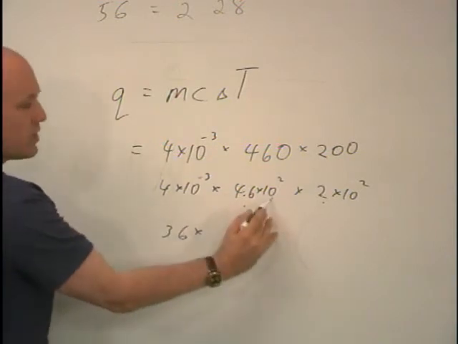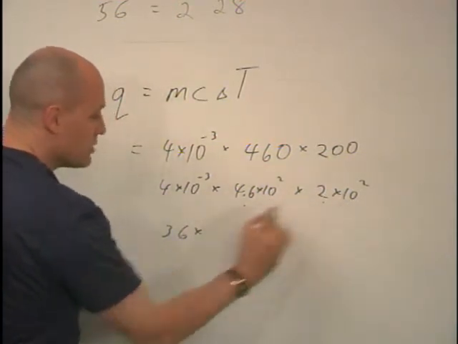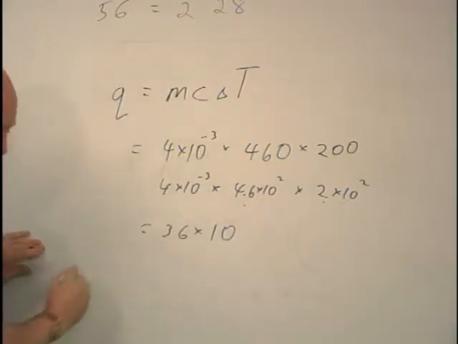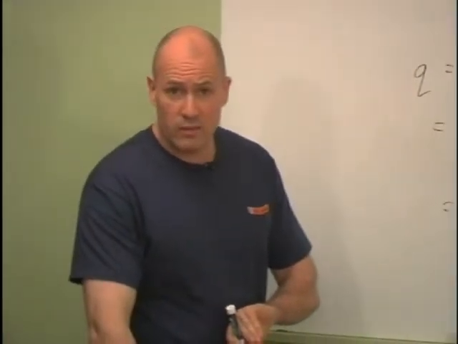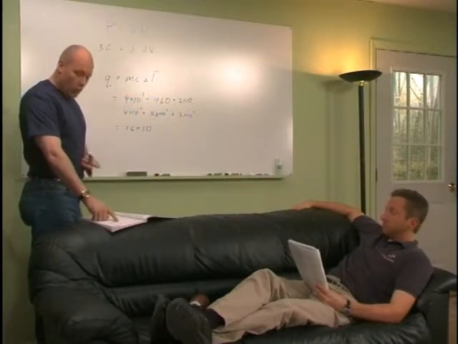10 to the negative third times 10 squared is 10 to the negative 1 times 10 squared is 10. And I get 360. And the closest answer is choice A. Now let's go to question 49.